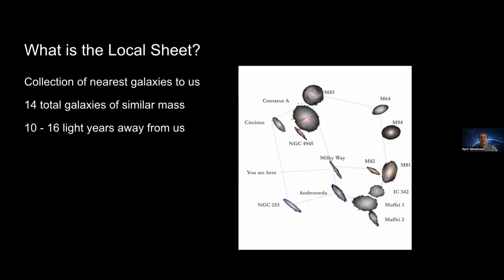Now, where we investigated was the local sheet, which is the collection of galaxies that are nearest to us. We're in the Milky Way in the center of this image, and there's a total of 14 galaxies of a similar mass in this area. They're about 10 to 16 light years away from us on average.